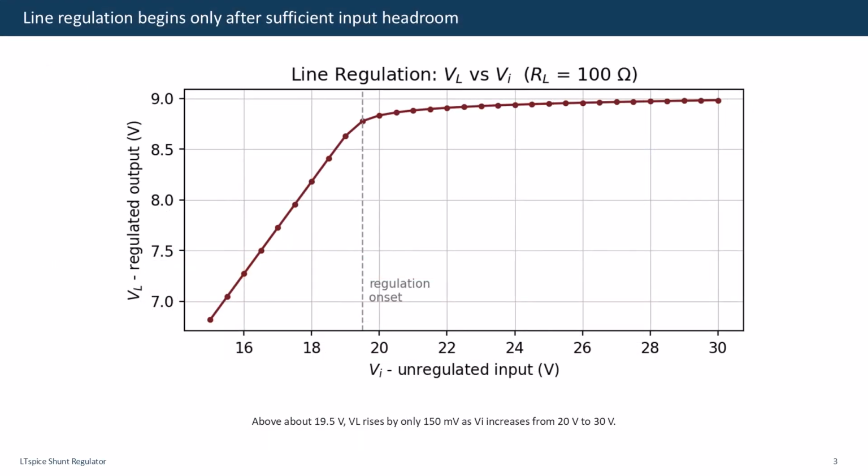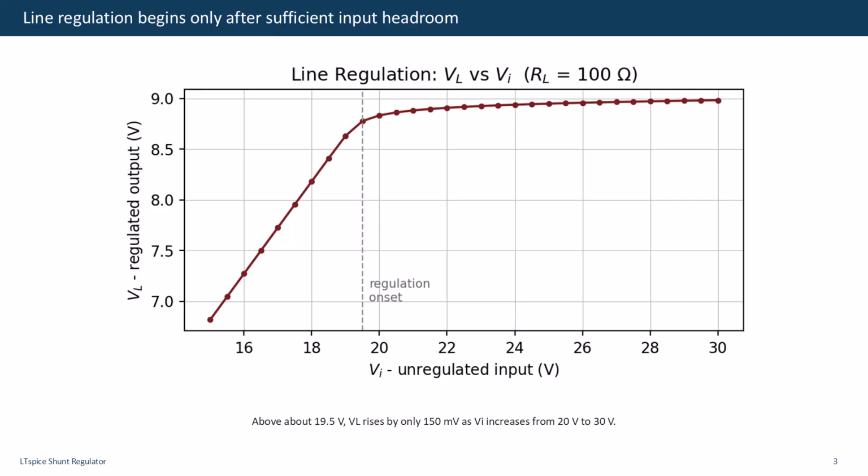For the line regulation test, the load resistance remains at 100 ohms, while the input voltage is swept from 15 to 30 volts. Below approximately 19.5 volts, the Zener diode and the transistor are essentially off. The output then follows the ordinary divider formed by the series resistor and the load, so there is no regulation.